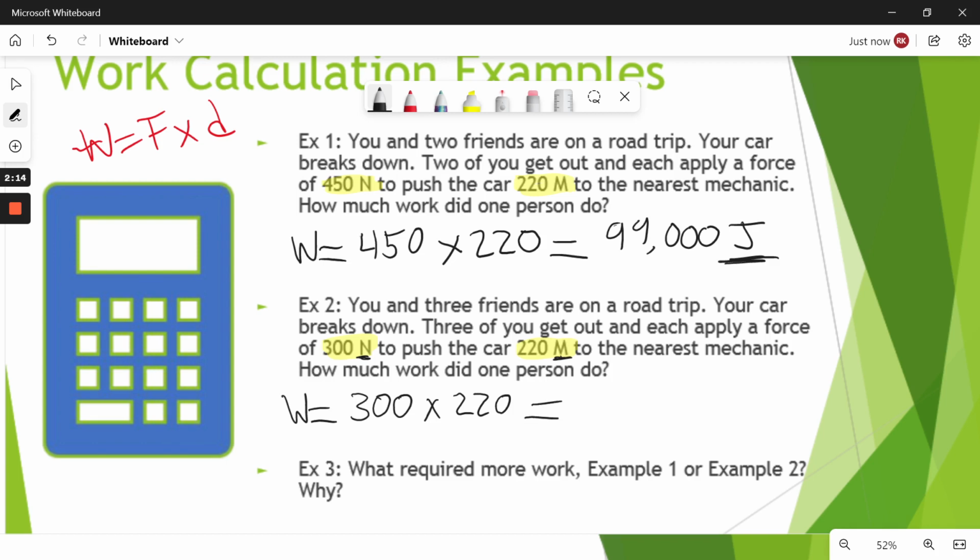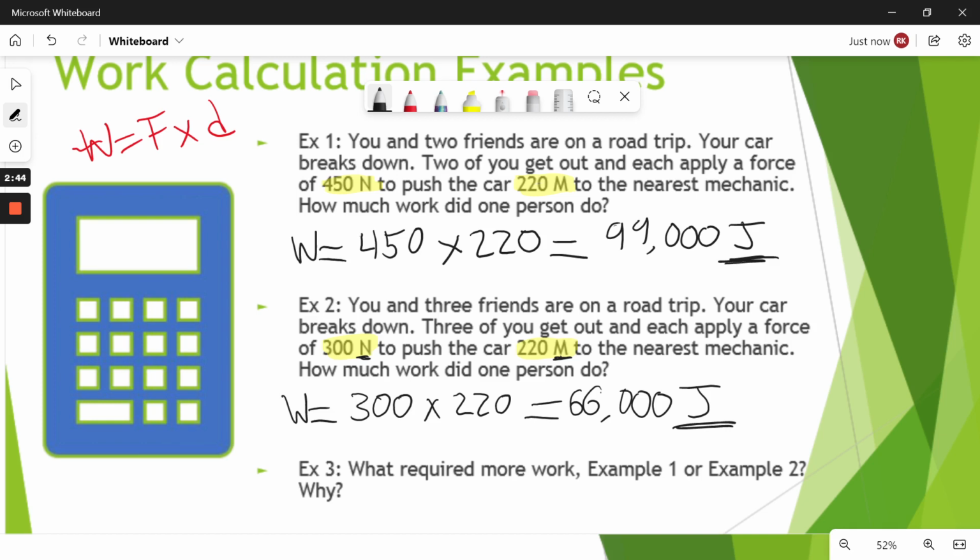And again, all I got to do now that I know the numbers in my equation is type it into that calculator or do it in your brain. And this we get 66,000 joules of work. Again, remember, we always have to make sure that unit is there, either given to you in the question answer spot, or you got to write it in for your answer. So we got our 2 examples done.